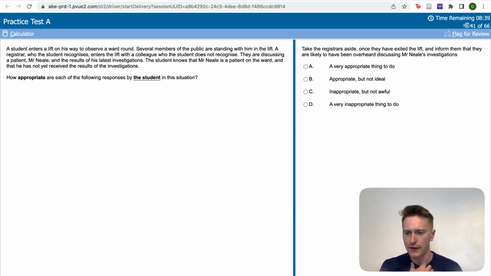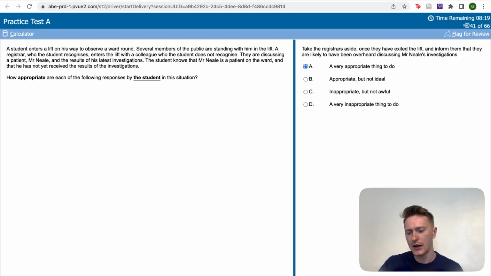Take the registrars aside. Oh, this is a different question. I always do that. Okay. They're discussing patients in the lift. Okay, that's not good. So inform them that they're likely to be overheard. I think this is very appropriate. I think all the options to take them aside and inform them they may be overheard are appropriate.